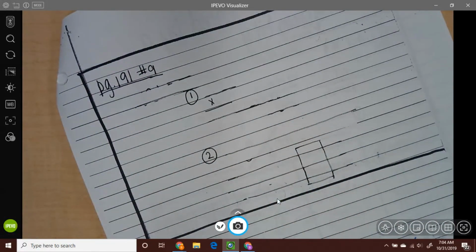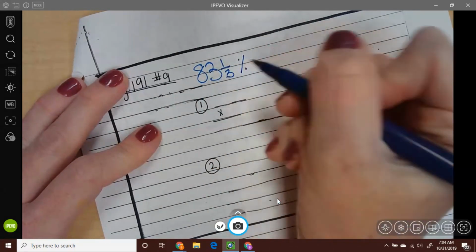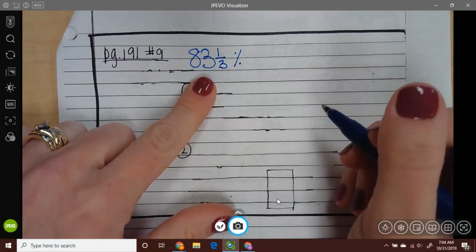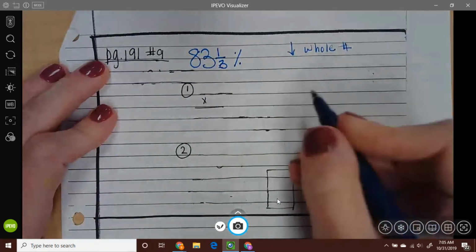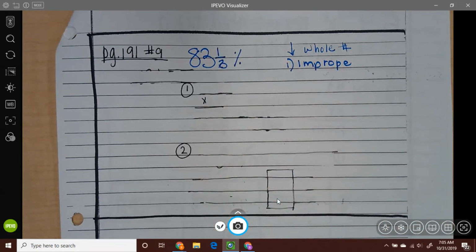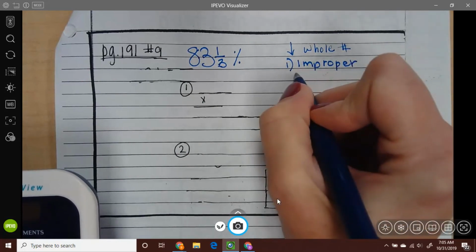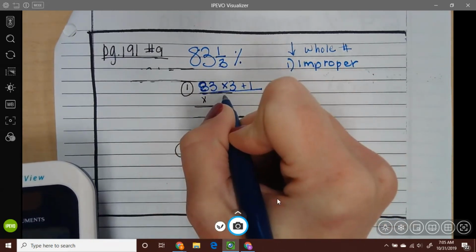So let's practice on page 191, number 9. It says 83 1/3%. So we know that this fraction will be less than what's equal to a whole number. So I should have less than a whole number for my fraction. Okay, so remember, convert to an improper fraction. So 83 times 3 plus 1 is 250 over 3.